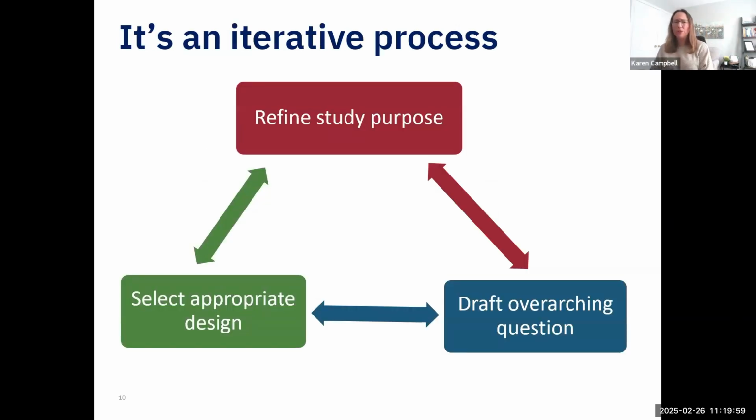I often think it's important too to realize that this is an iterative process. So you are first going to identify what the purpose is of it, and then from there, often then select a design. That design is going to impact how you're going to craft your question. But then when you craft your question, you might find, is this actually what I want?